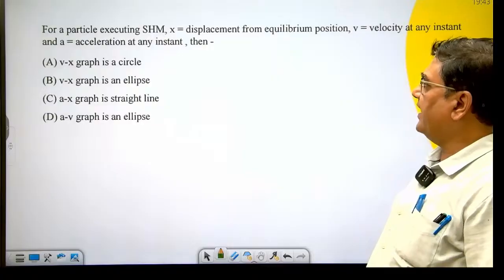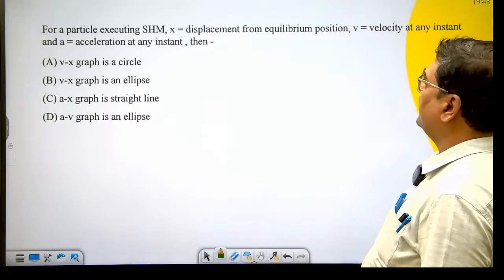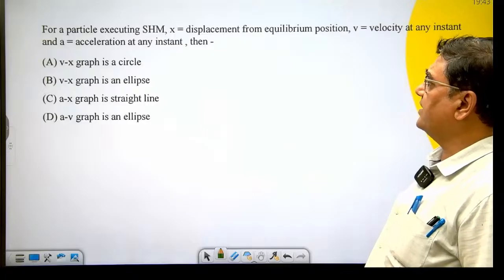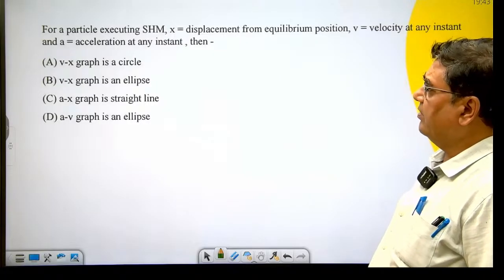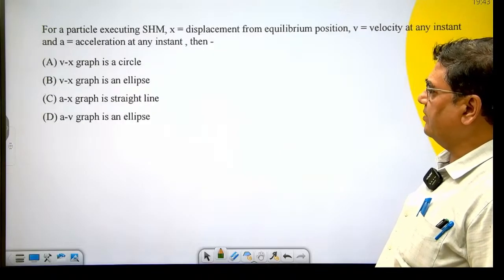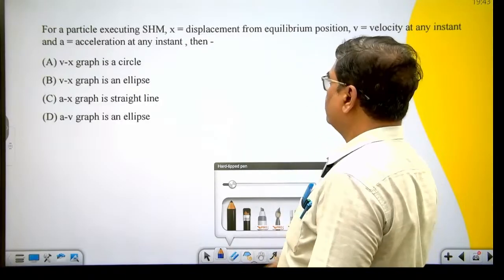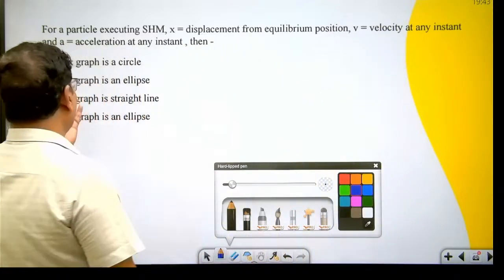For a particle executing SHM, x equal to displacement from mean position, v equal to velocity at any instant, and a equal to acceleration at any instant. Then option A, Vx graph is a circle. Option B, Vx graph is an ellipse. Option C, ax graph is a straight line. Option D, av graph is an ellipse. Let's see. We will see the equations of SHM and then we will see all these things.